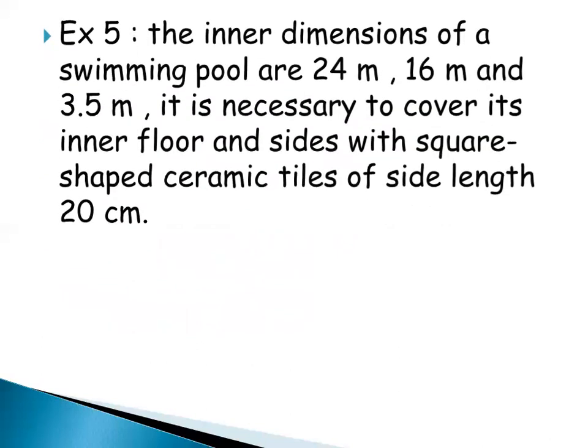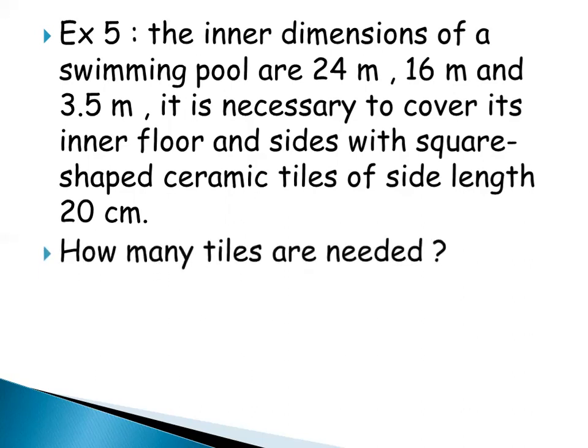Exercise 5, and it's going to be the last exercise. The inner dimensions of a swimming pool are 24 meter, 16 meter, and 3.5 meter. It's necessary to cover its inner floor and sides with square-shaped ceramic tiles of side length 20 centimeter. Okay, girls, here you have different units. The swimming pool units is meter, and the ceramic tile is centimeter. So you can change the units first, or you can change it in the final answer. How many tiles are needed? How many tiles means I need a number.